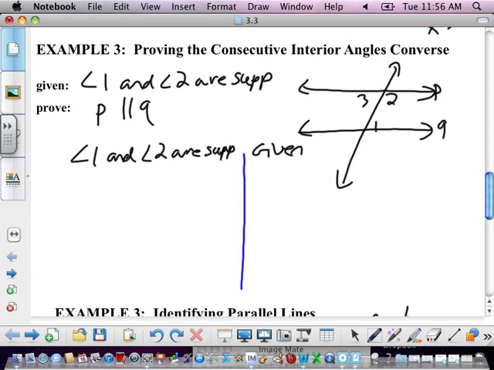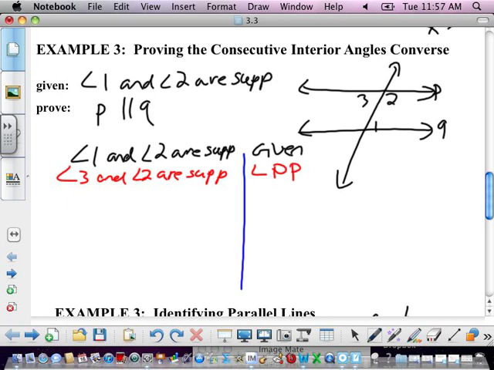Okay, what else do we see up here? Angle 3. We can't use consecutive interior angles because that's what we're trying to prove, but they are up there. Angles 3 and 2 are supplementary according to what? What do they form along a line, and what is that called? Linear pair. Linear pair postulate.